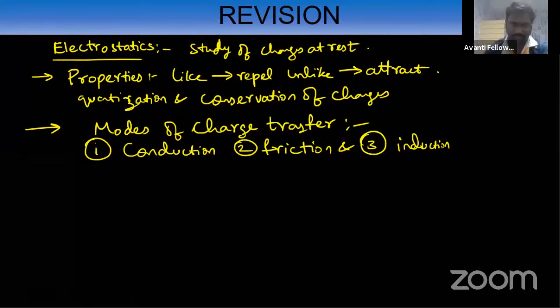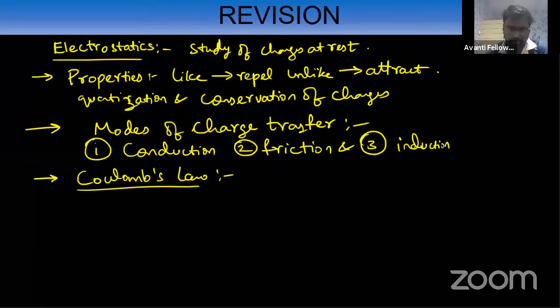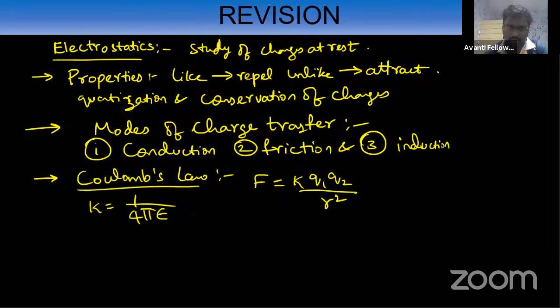So next we learned about Coulomb's law. Why is Coulomb's law used? Coulomb's law gives the electrostatic force between 2 point charges. So we learned F is equal to K times Q1 Q2 divided by R square, where K was 1 by 4 pi epsilon naught, where epsilon naught was the absolute permittivity.